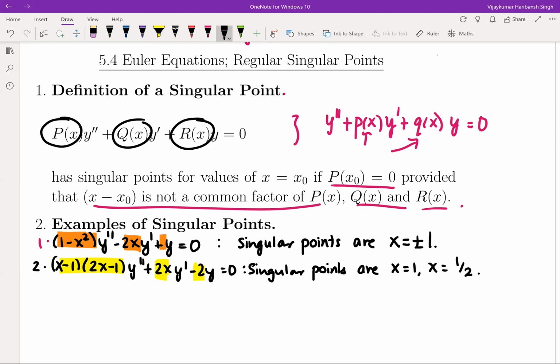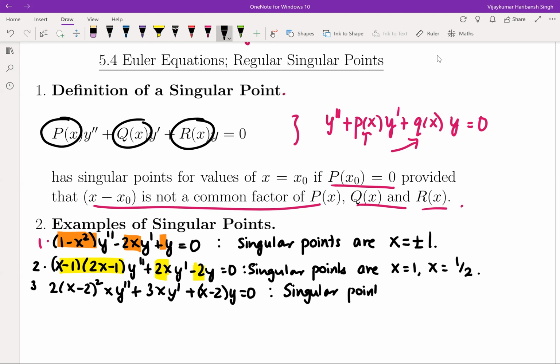Let's look at another example. Example 3. Let's take 2 (x minus 2) squared x y double prime plus 3x y prime plus (x minus 2) y equals to 0. Again, the singular points here are x equals to 2 and x equals to 0, because even though x equals to 2 makes P 0 here, it is not 0 throughout. Similarly, x equals to 0 is 0 here, but it is not 0 throughout P(x), Q(x) and R(x). So therefore, the singular points are x equals to 2 and x equals to 0.